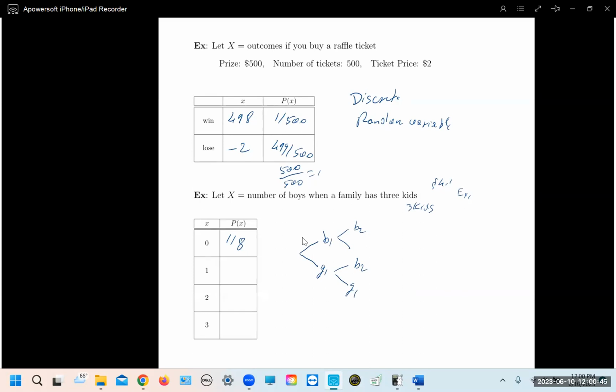So for this one, if 0, 1 boy, 2 boys, or 3 boys, we have 1 over 8, 3 over 8, 3 over 8, and 1 over 8. So the total should be 8 over 8.